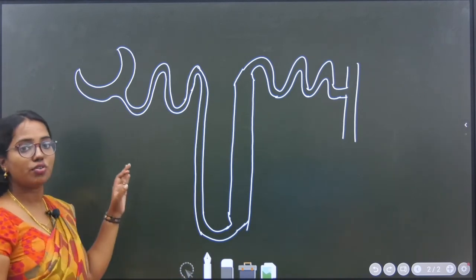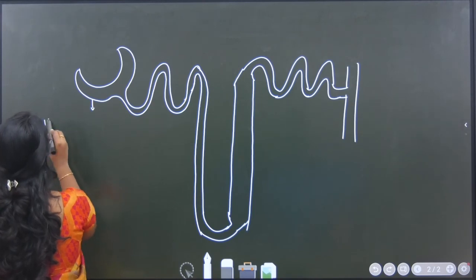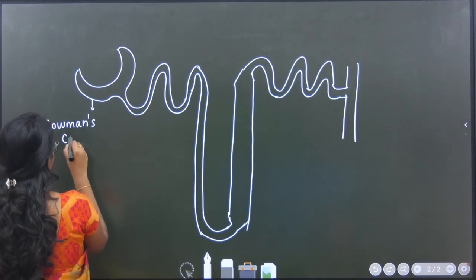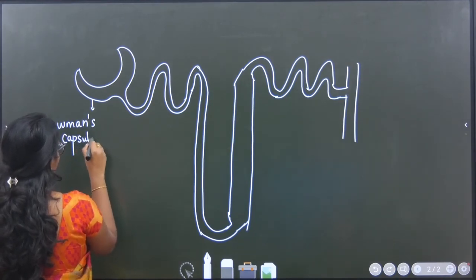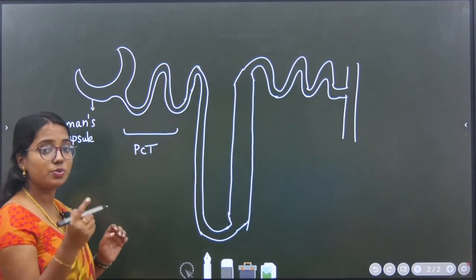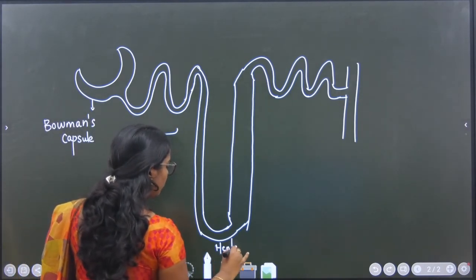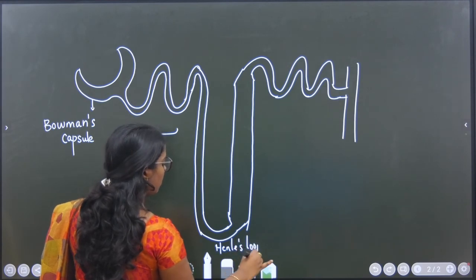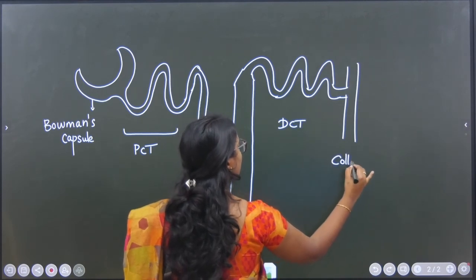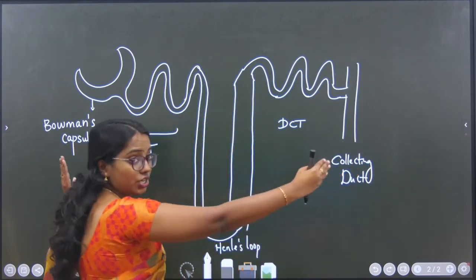So this is the structure of a nephron, right? This particular portion is called Bowman's capsule, and this particular portion is called PCT, which means proximal convoluted tubule, which I have discussed in the previous video itself, and this is Henle's loop, and this is DCT, which means distal convoluted tubule, and this one is collecting duct, right? Collecting duct. So, this is the structure of nephron.